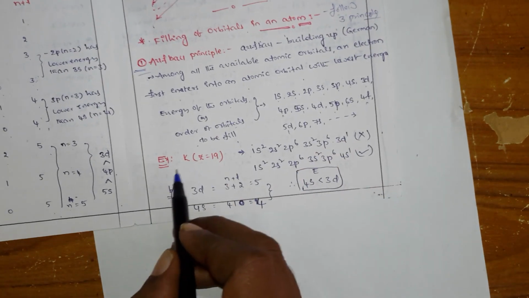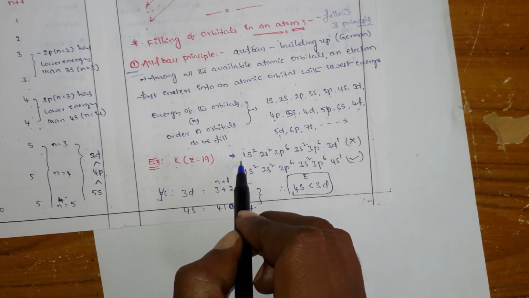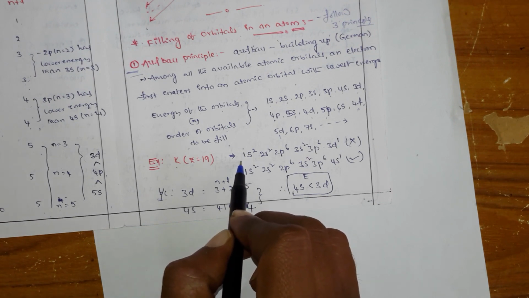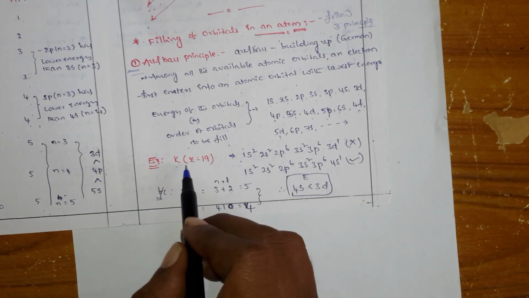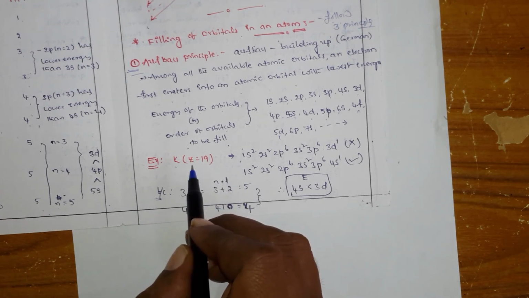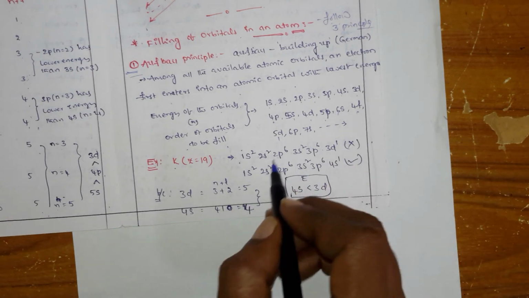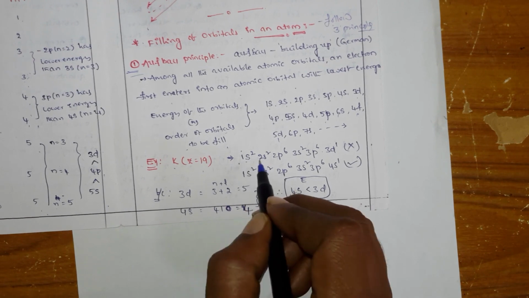So let us take one example, potassium. What is the atomic number? It is 19. And what is the electronic notation you can write for potassium? Potassium is in the fourth orbit, n equal to 4. So you write 1s2, 2s2.